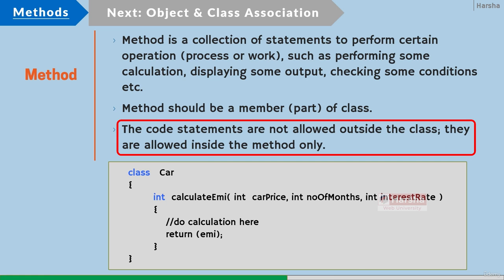You cannot write any code statements outside the method. That means inside the class, you cannot write any normal code such as Console.WriteLine. You should create a method. Inside the method only you can write actual code.